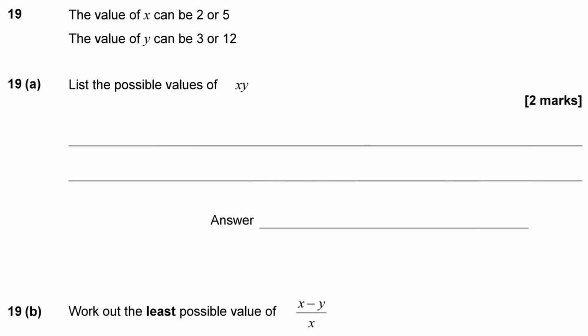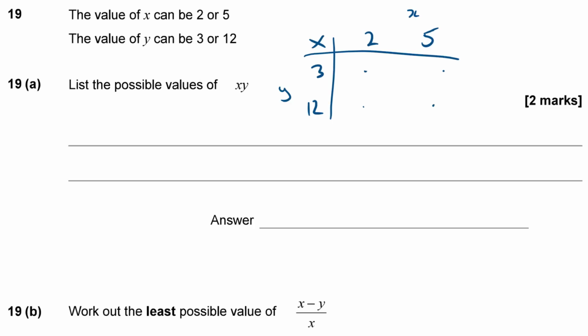Question 19. The value of x can be 2 or 5 and the value of y can be 3 or 12. List the possible values of x times y. I'm going to quickly show you this in a possibility space. So the values of x up here, they can be 2 or 5. And the values of y can be 3 or 12. So that gives us 4 possibilities, doesn't it? Multiplying them together in 4 different ways.